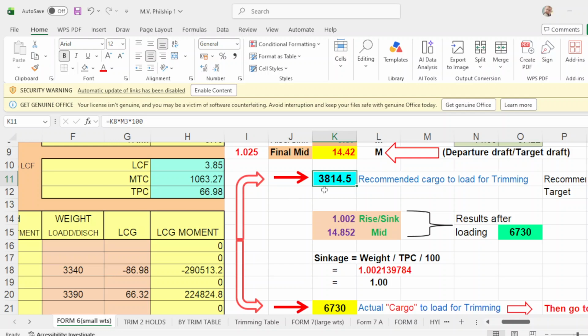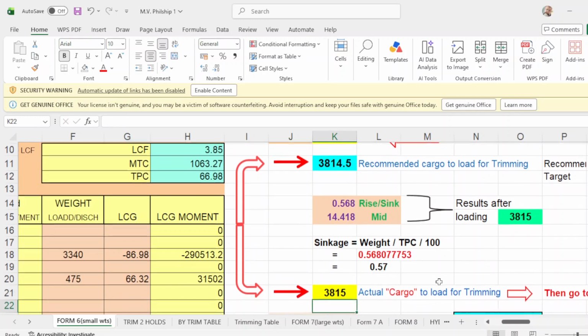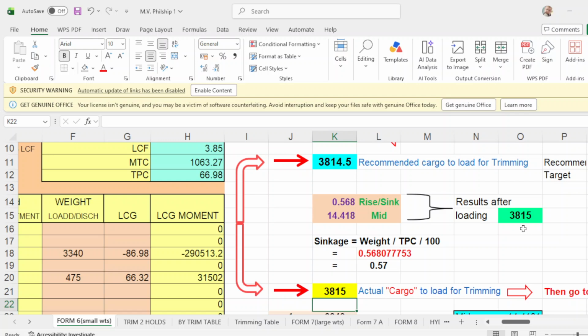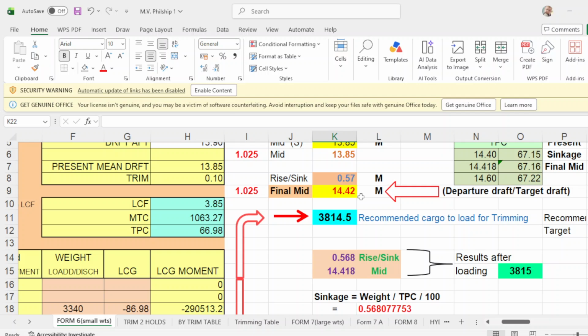So your cargo to load is 3814.5, so let's make it 3815. So put 3815 here. So what happens if you load 3815? Your departure draft will be 14.18, which is exactly the same as your departure draft here, and your sinkage is 0.5568, which, if you round it up, will be 0.57.